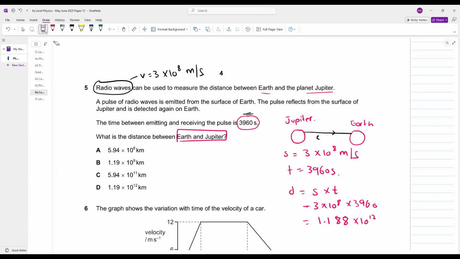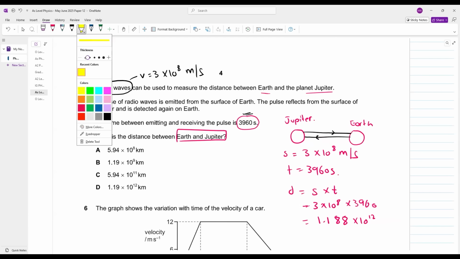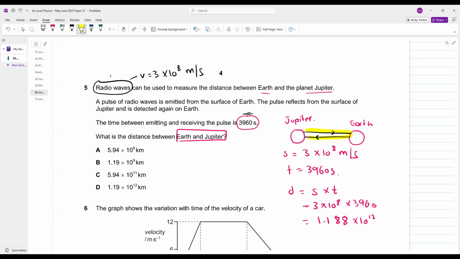Son, look, if you notice, the distance that has come is of the entire journey, going from here to here. You only need the distance of one trip from Earth to Jupiter. What will you do? You will divide this by 2. 1.188 × 10¹² meters divided by 2. What will your answer be? 5.94 × 10¹¹ meters.